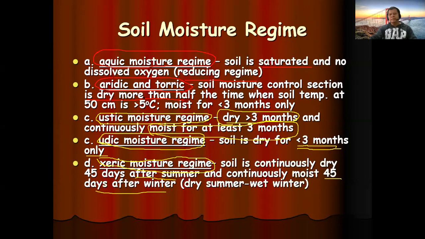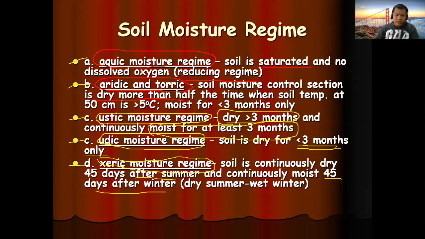Again, the same with the soil temperature regime. You have to develop your own acronym in here to aid your memorization. Okay, then you can share your acronym, then you can decode later on. So I suggest that for a group, we must have a uniform acronym for this to aid easy recall and memory. Okay, so try to do that.